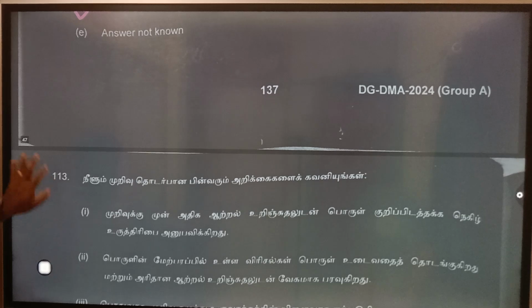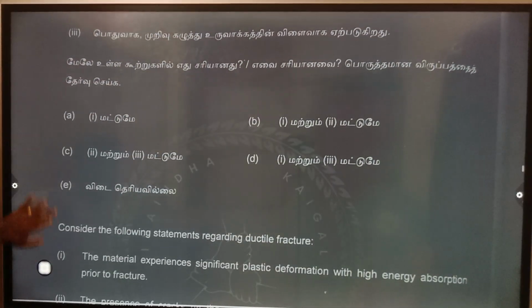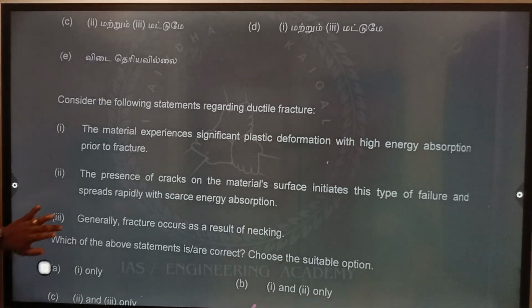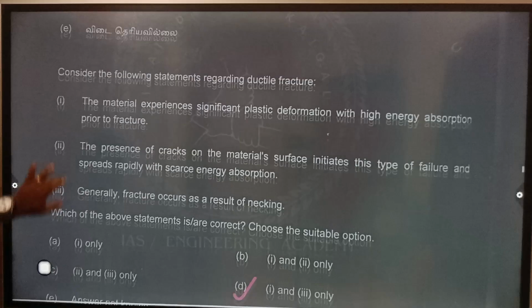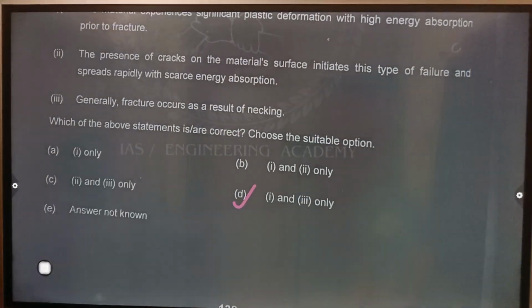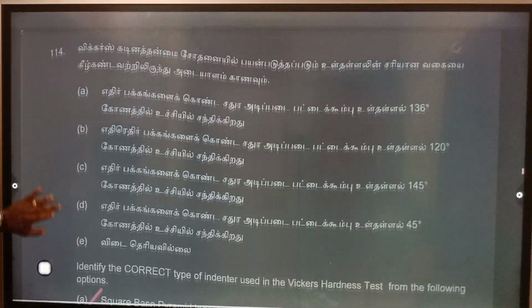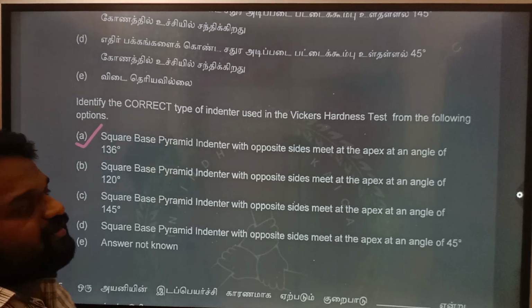113: consider the following statements regarding ductile fracture. Okay. You have to find the correct statements. Answer is D. 1, 3 only. Okay, 1, 3 only. Answer is D. 114: identify the correct type of indenter used in the Vickers hardness test.